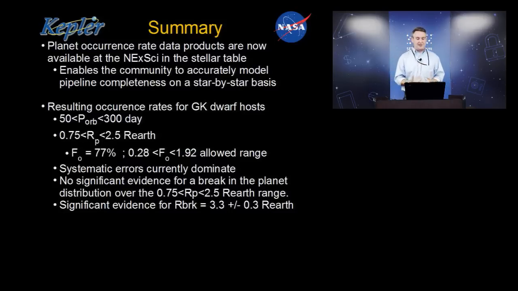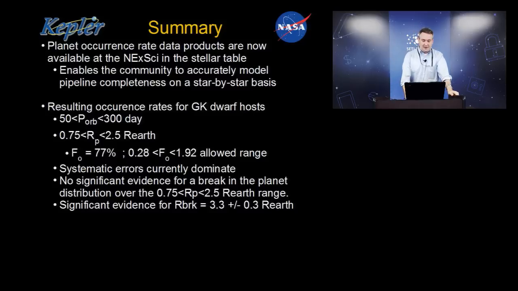For the GK dwarfs, we see in this 50 to 300 day range, and from 0.75 all the way up to 2.5 Earth radii, an occurrence rate of 77%. What that means is the average number of planets per star is around 80% for GK dwarfs, just in the 50 to 300 day range. Again, the systematic errors are dominating this. So the uncertainty has a large range at this point, down to 30% and all the way up to maybe 2. You can dynamically pack many, many terrestrial-sized planets in this 50 to 300 day range. This upper limit of 2 is not ruled out from dynamical studies.